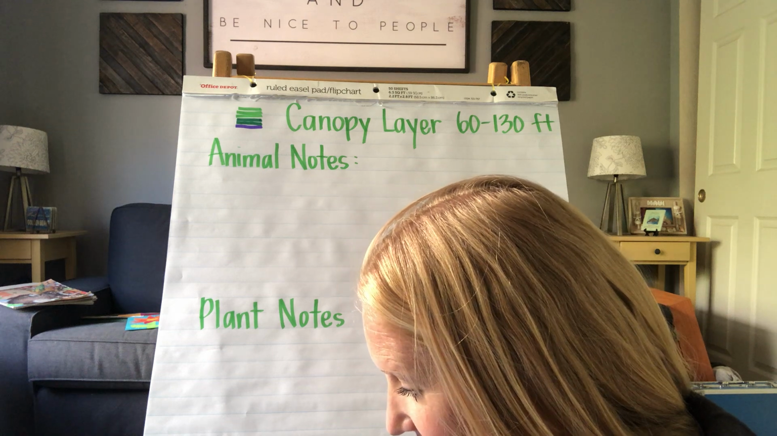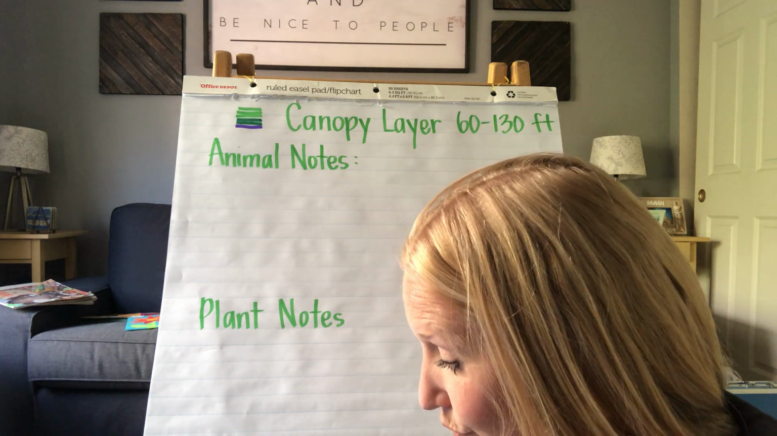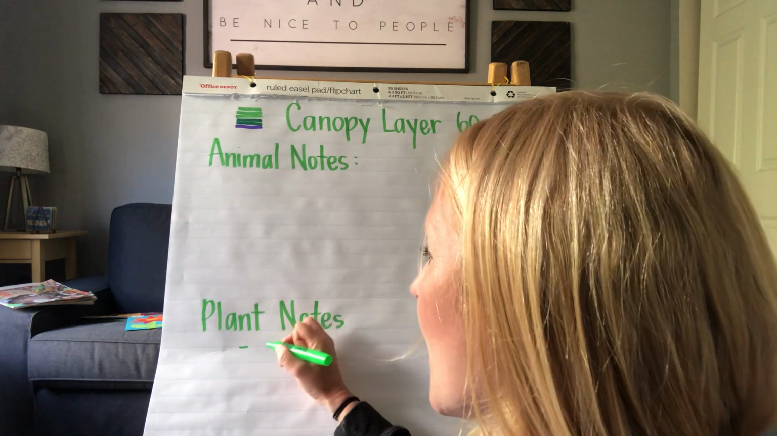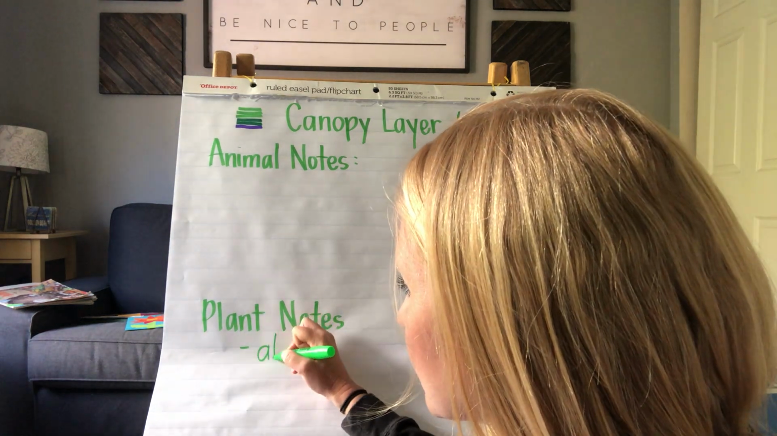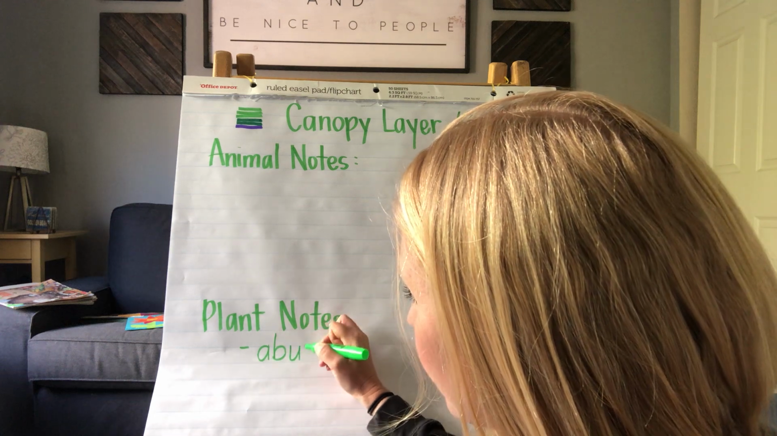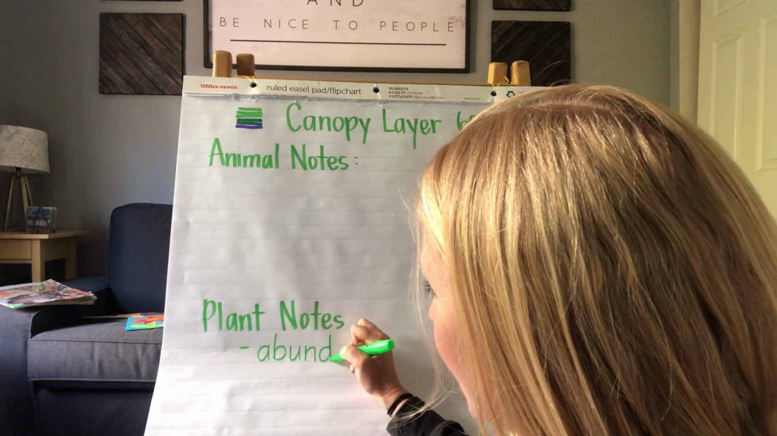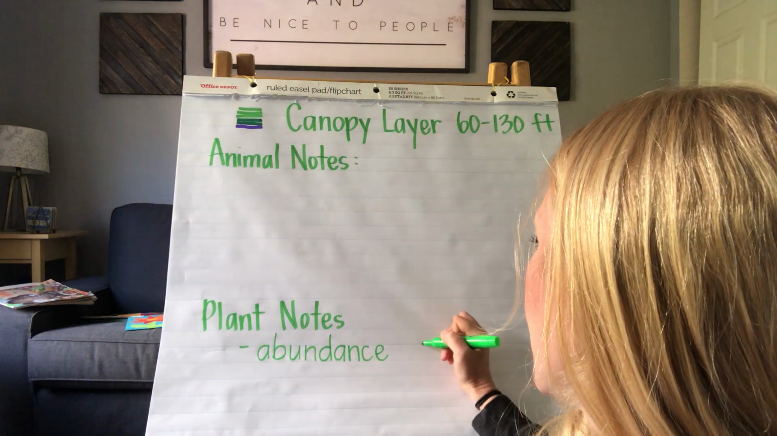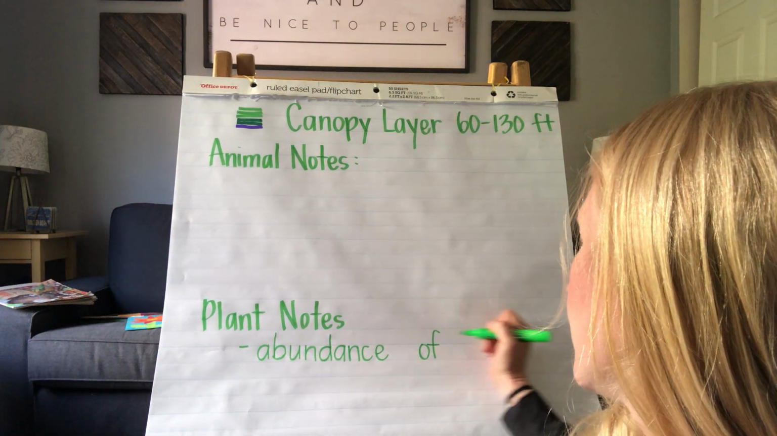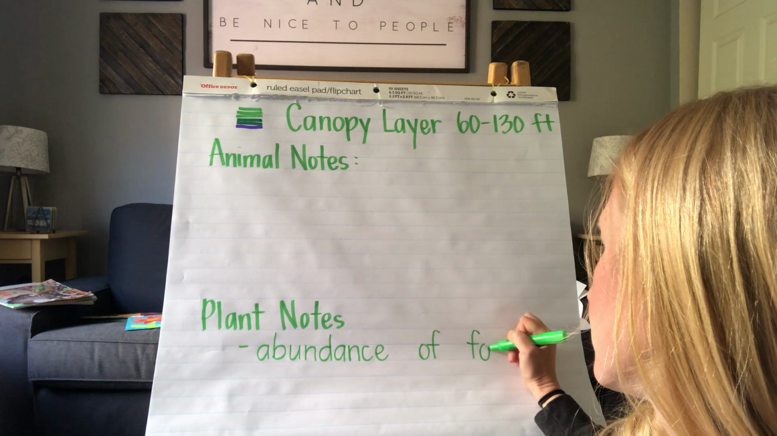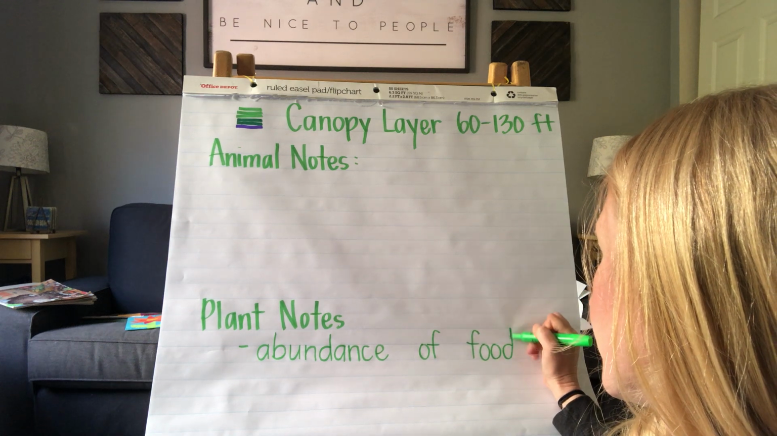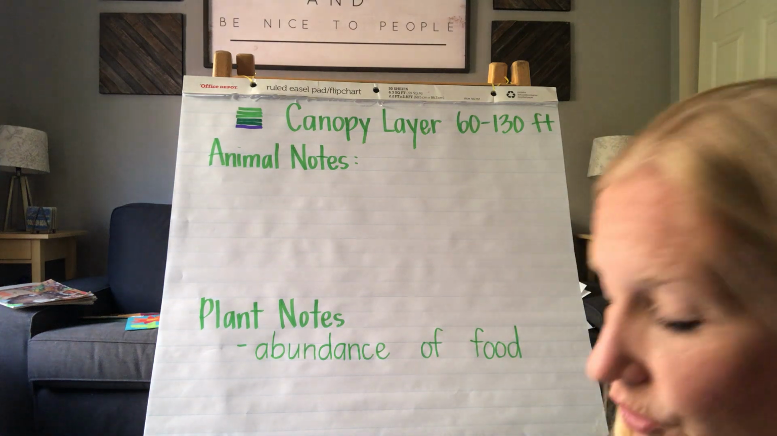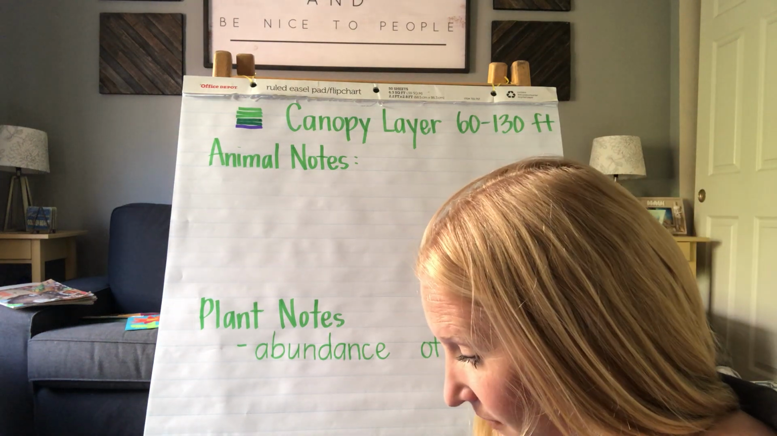I like how it said, well, we should say primary, or no, let's say abundance of food. Abundance means lots. Abundance of food. Okay, abundance of food. If you need to pause me, go ahead.